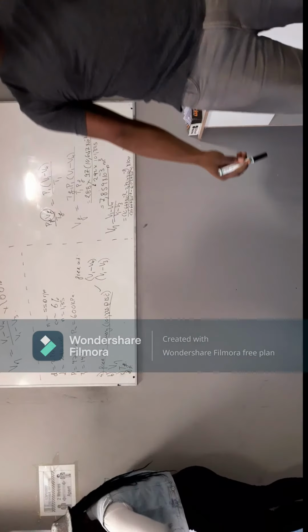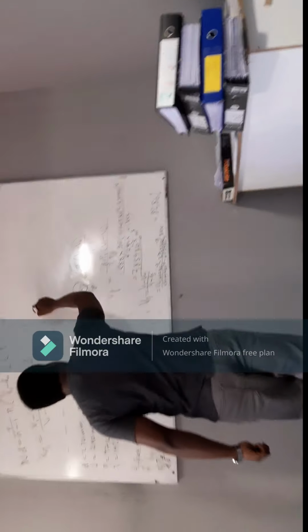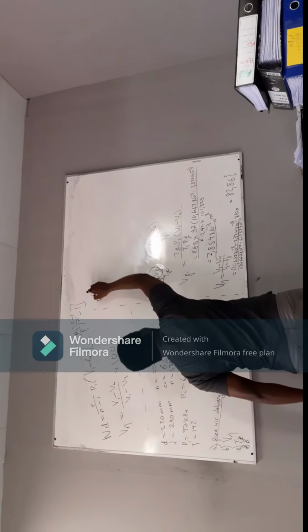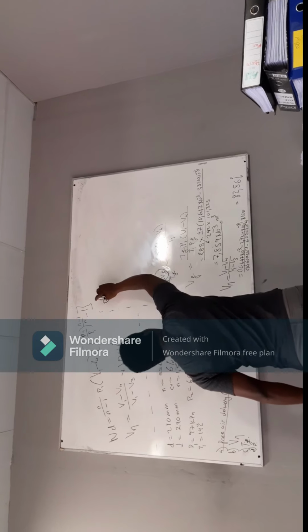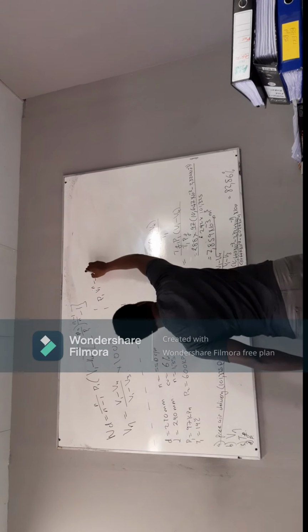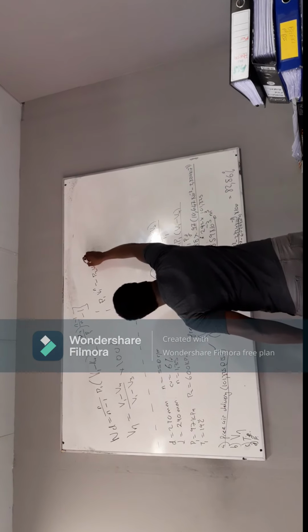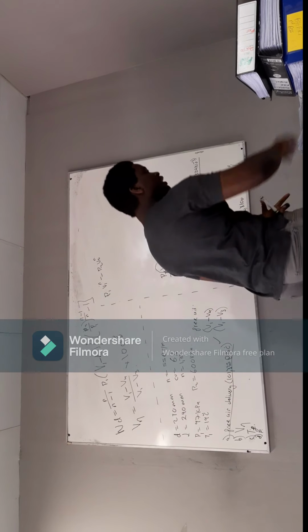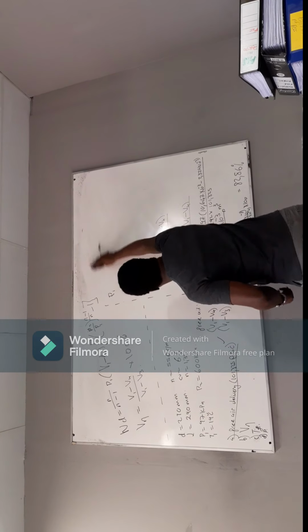Okay, so the formula that you're going to use, since it's polytropic, is the polytropic formula: P1V1 to the power n is equal to P2V2 to the power n. So this formula is not going to apply, because we're looking for the temperature.